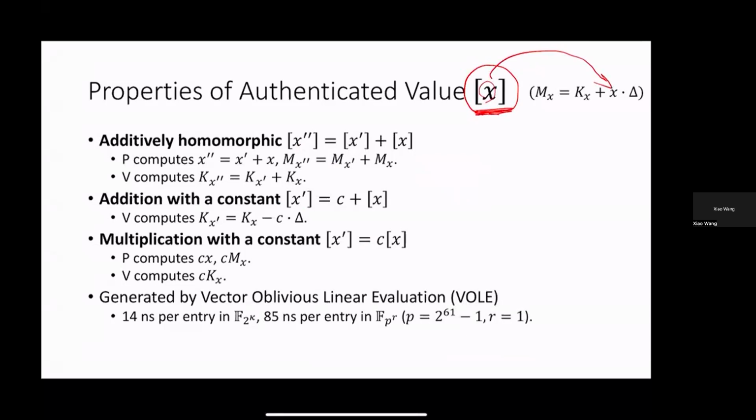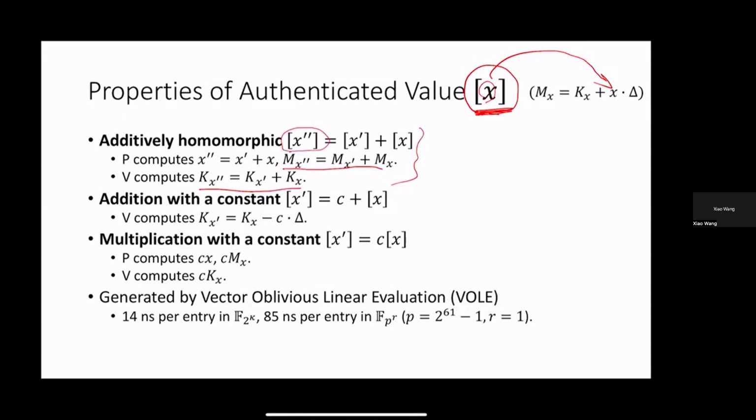This is a very simple structure, and it has a number of good properties in addition to the fact that it is information theoretic. First, it is additively homomorphic, meaning that if we have this type of authentication on x and x prime, then the two parties can locally compute the authentication of the summation of x and x prime, which I denote as x double prime. The two parties can do it by locally computing the sums of their m values and k values, and that will constitute a new authentication on the sum of the two values.